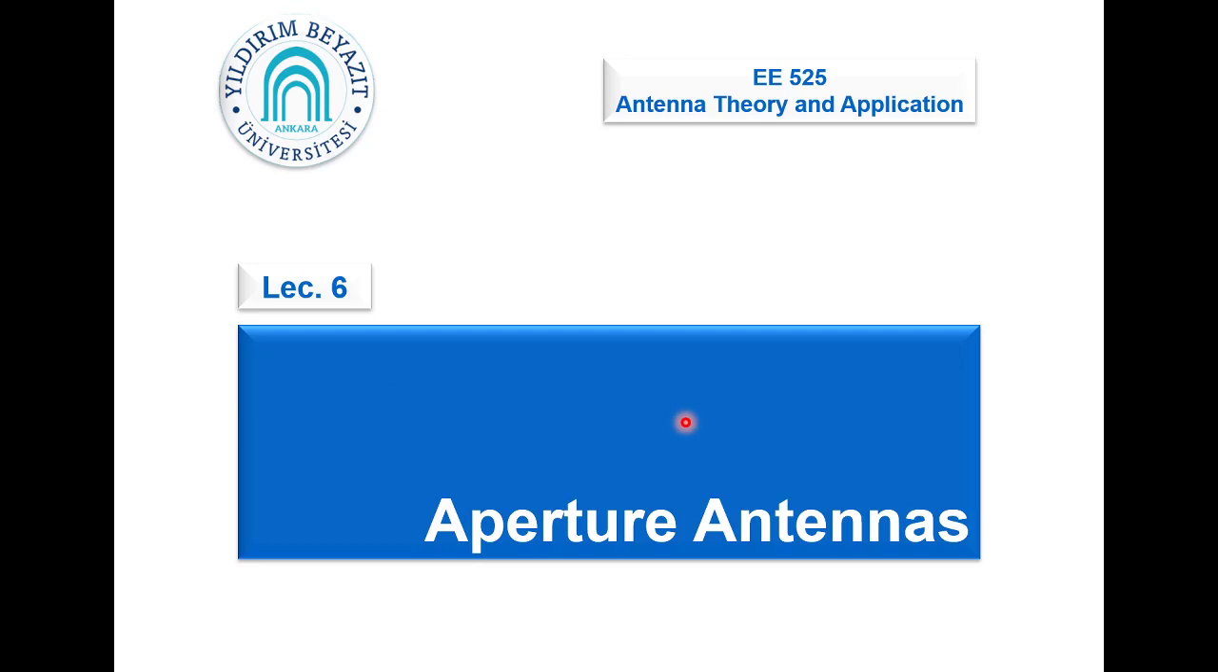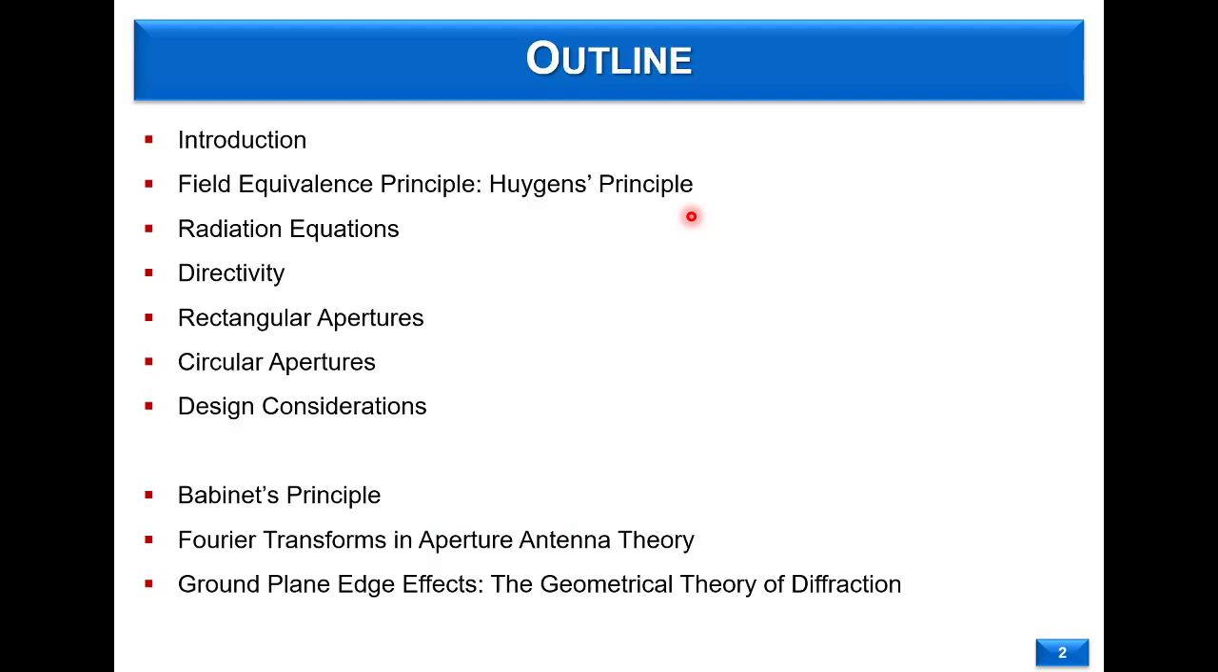In this lecture we'll be talking about radiation from aperture. We'll start by talking about some principles used for finding the radiated field from aperture antenna. Then we apply those on our problem to get the radiation equation. Then apply our radiation equation to find out the radiation from rectangular aperture as well as circular aperture.